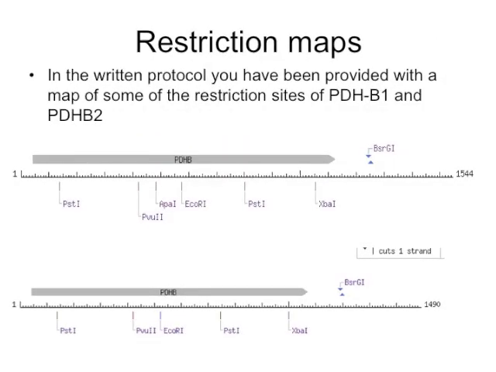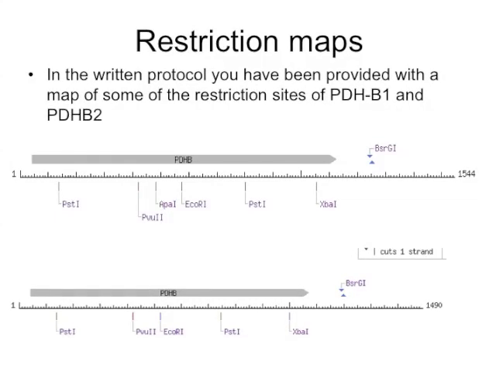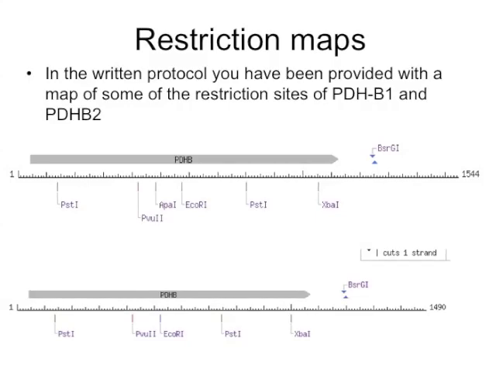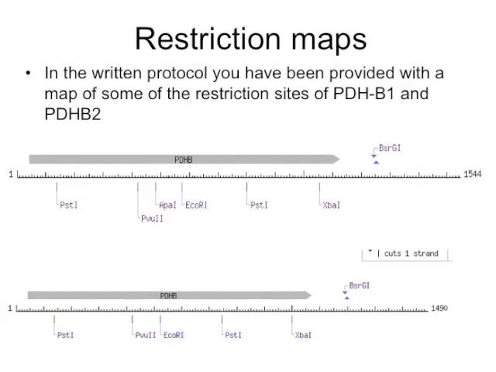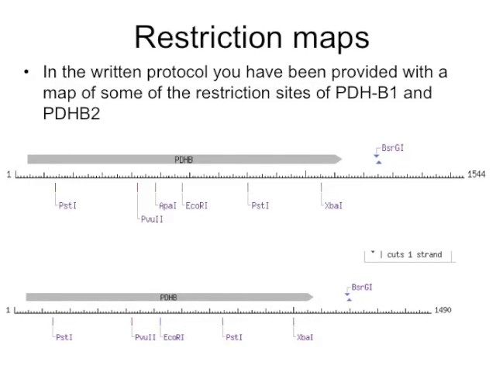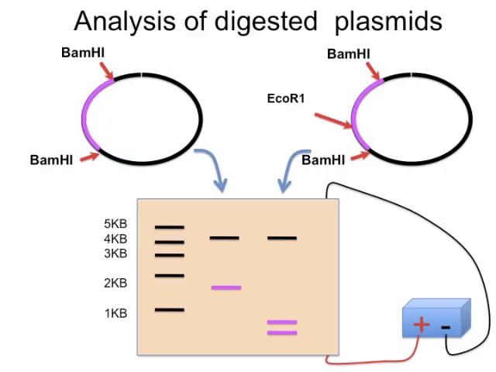In your protocol, you've been provided with the restriction maps for the 2 clones, PDH-B1 and B2. From these maps, you'll be able to design your restriction digestions. You'll be able to analyze the products of your digestion using gel electrophoresis.